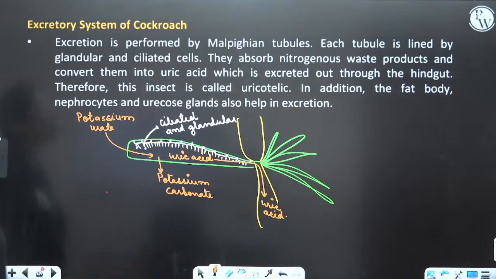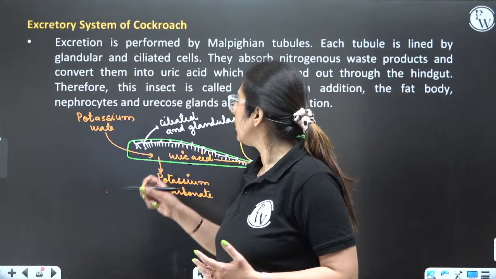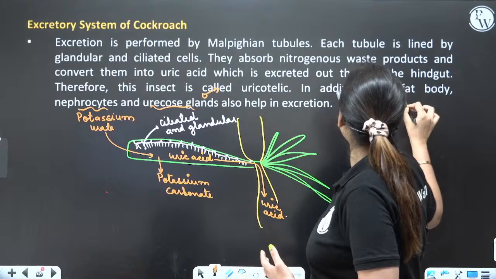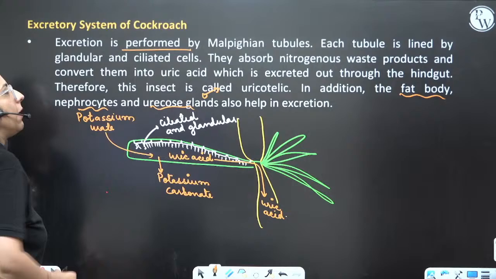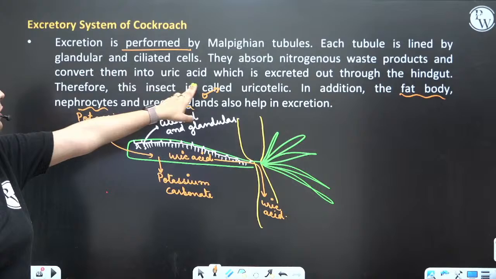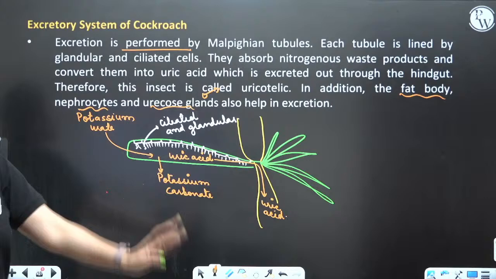You will see the nephrocytes are also there. Uricose glands, which are only present in male cockroaches, and fat bodies are also present, which help in the excretion. So let's do a complete reading. It is performed by the Malpighian tubules. Each tubule is lined by glandular ciliated cells. They absorb nitrogenous waste products and convert them into uric acid, which is excreted out through the hindgut. See, from the hindgut it will be excreted out, and like this, other structures are also present.